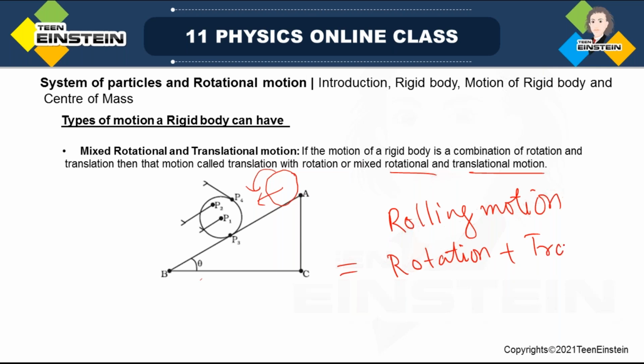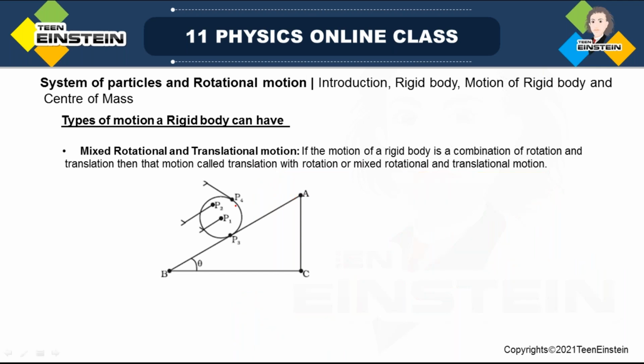Rotation plus translation. Okay. So this is rolling motion. We can have another example, like when you ride a cycle. See the wheel of the cycle or any motor car. They have rotational motion and, at the same time, translation. They're moving forward, and at the same time they're rotating also about the axle. Okay, about the axle. So this kind of motion is called rolling motion.